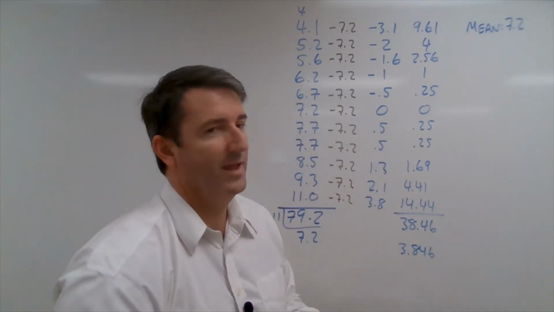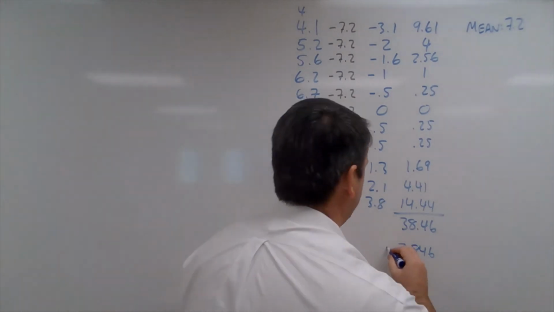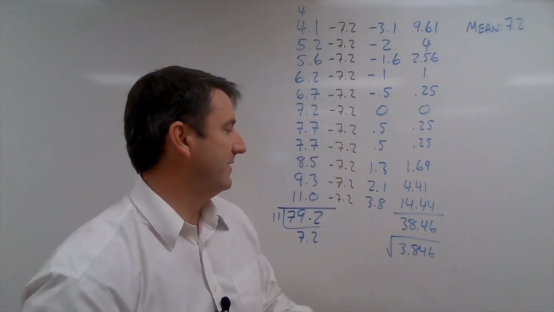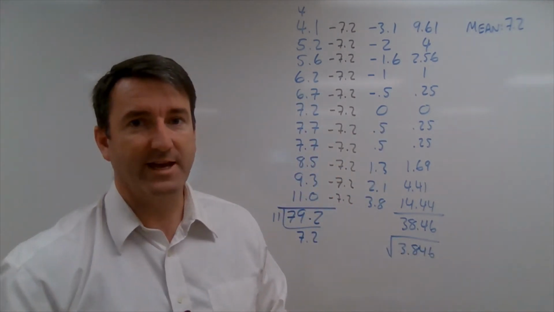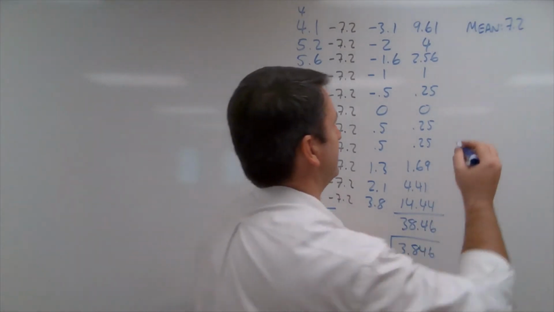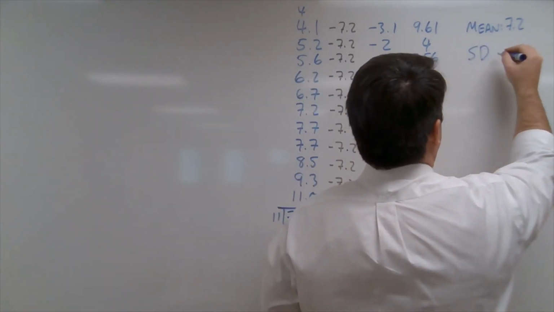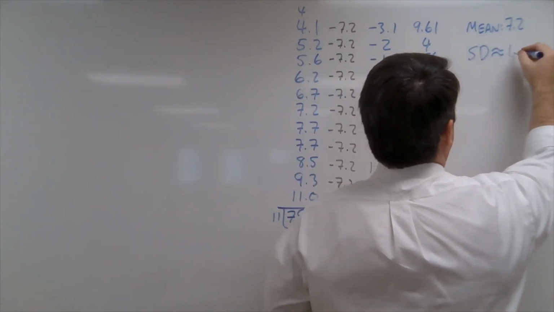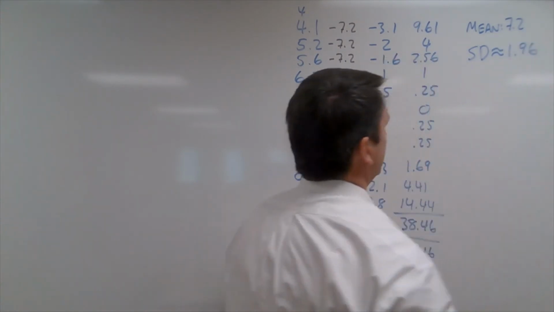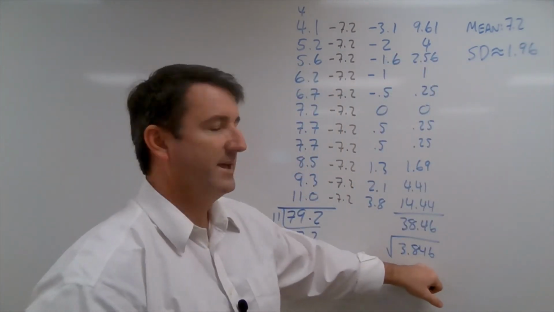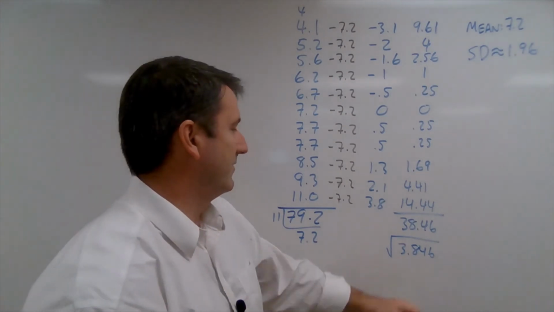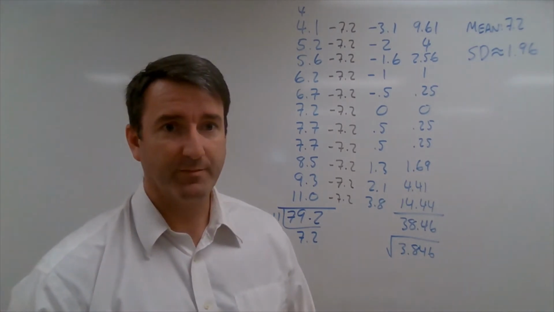3.846. Now, finally, we take the square root of 3.846, and we get that the standard deviation is going to be approximately 1.96. 1.96 is the approximate square root of 3.846.